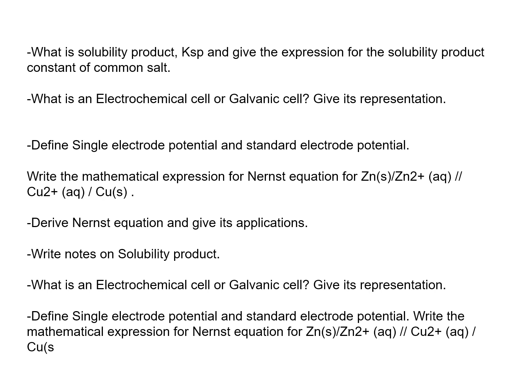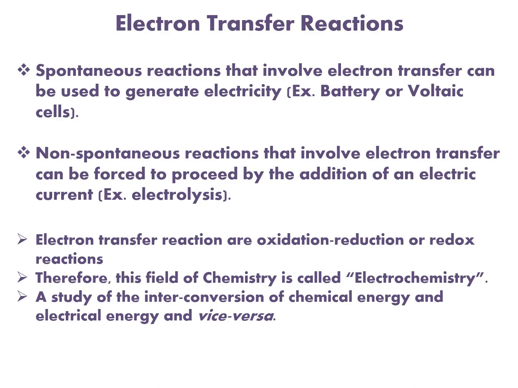So, by the end of this class, you should be able to define solubility product, explain the galvanic cell and its representations, define electrode potential and standard electrode potential, write and apply the Nernst equation, and solve simple electrochemical numerical problems. The most important ideas are electron transfer, electrode potential, and spontaneity. So first, let's discuss the electron transfer reaction.